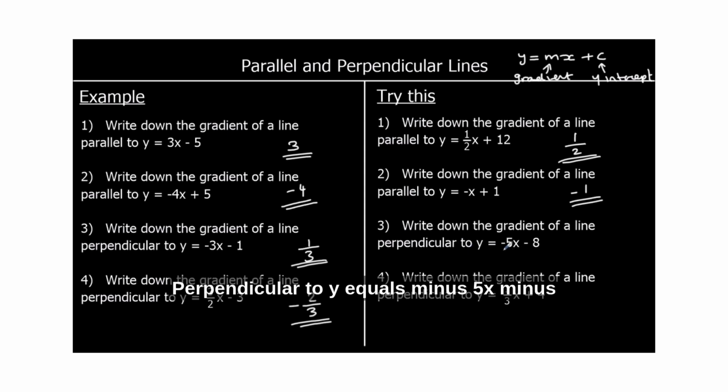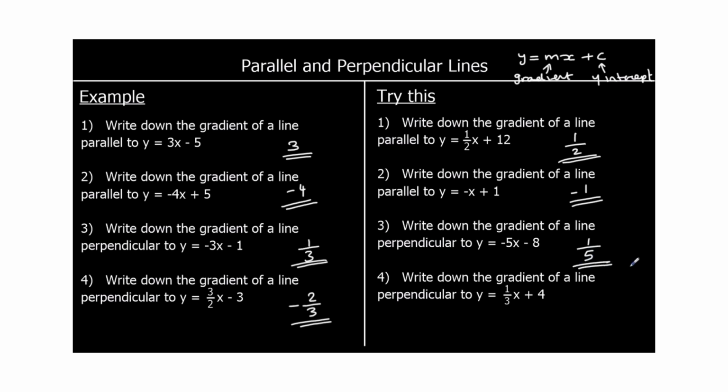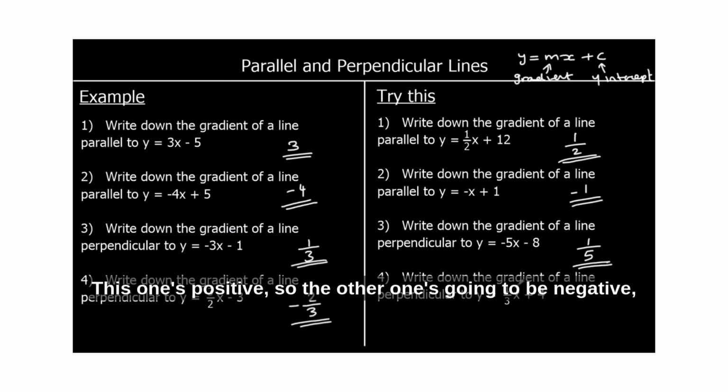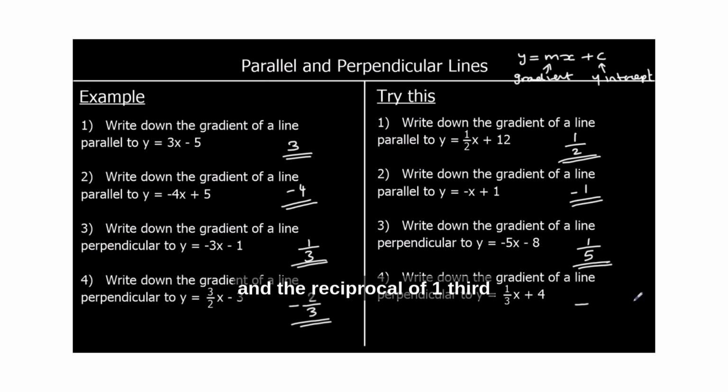Perpendicular to y equals minus 5x minus 8. We want the negative reciprocal of -5, so it's going to be positive 1/5. And the last one, y equals 1/3 x plus 4. This one's positive, so the other one's going to be negative, and the reciprocal of 1/3 is 3.